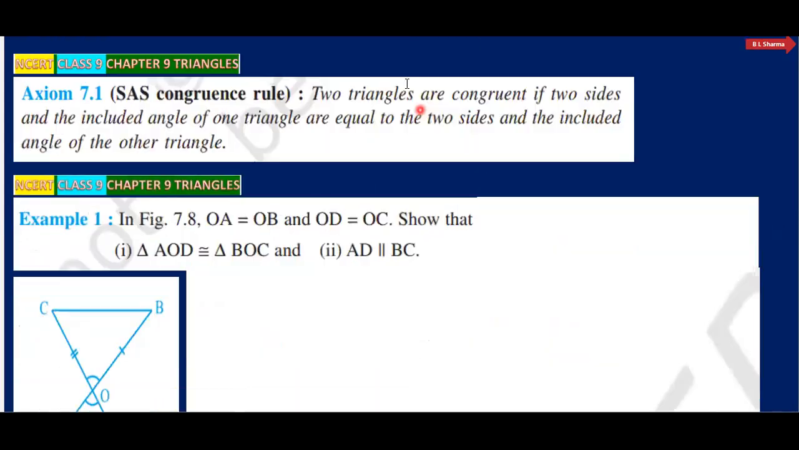So for the first rule, that is SAS congruence rule: two triangles are congruent if two sides and the included angle of one triangle are equal to the two sides and the included angle of the other triangle.